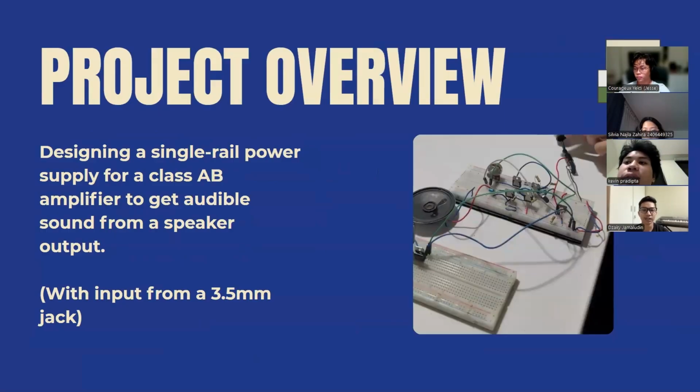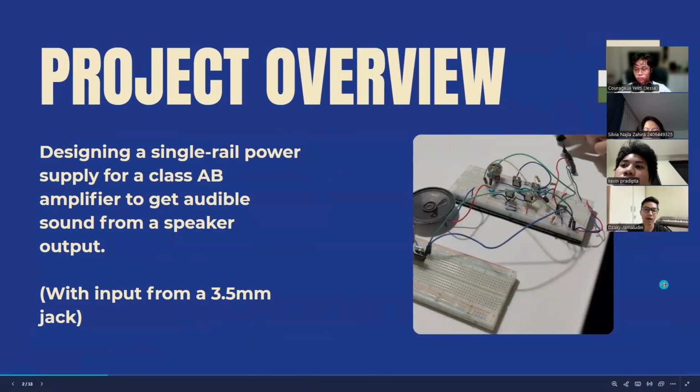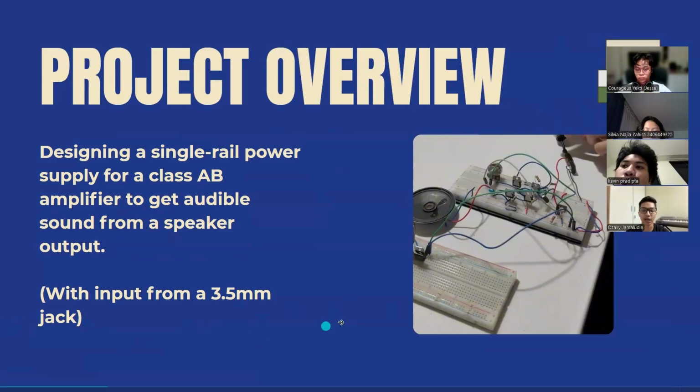Okay, so this is basically the project overview. We are making a power supply, and then the power supply will give power to the amplifier circuit. So to get the audible sound from a speaker output, the input is from a 3.5mm jack from the laptop, and then processing with the amplifier circuit, and then the output is an 8 ohm speaker.